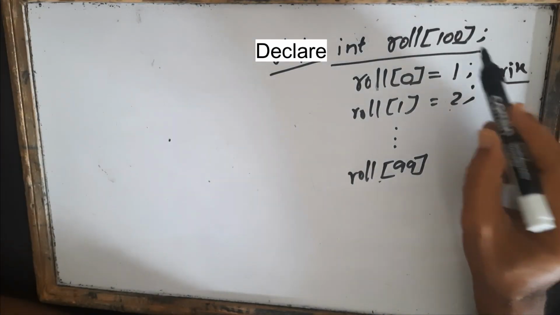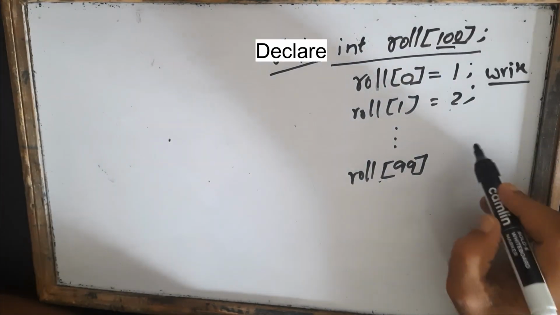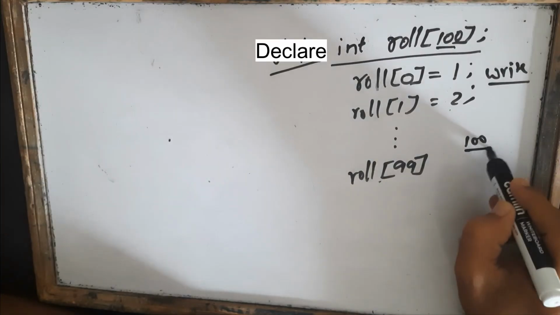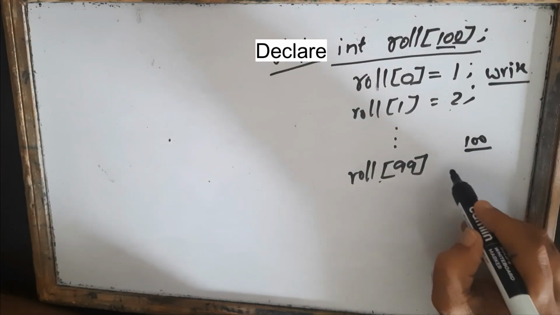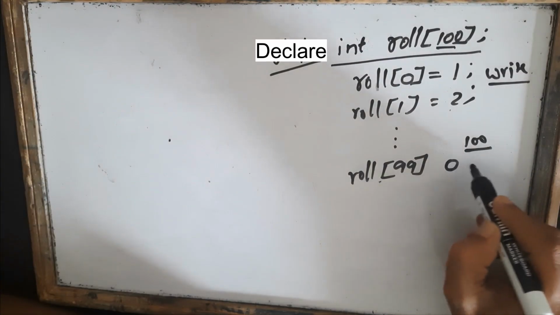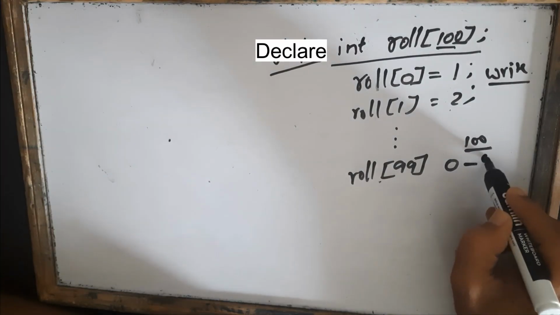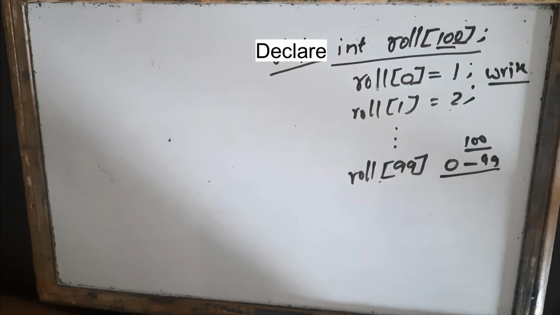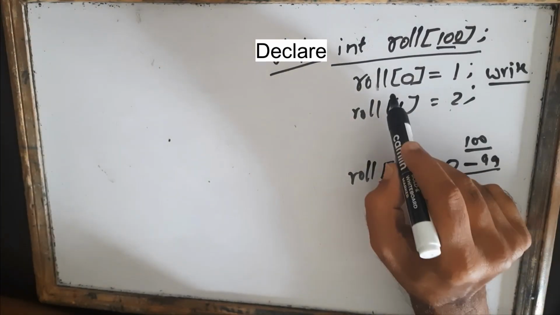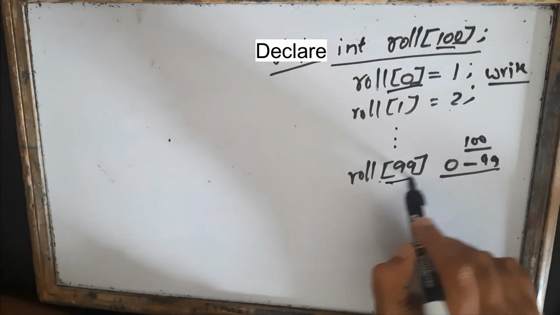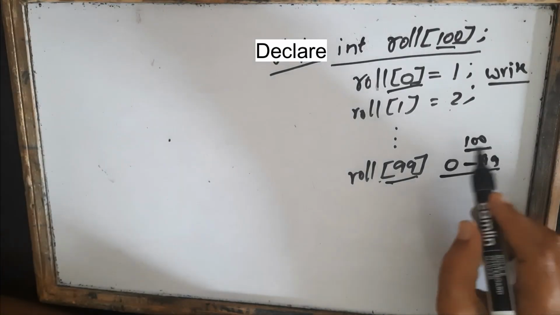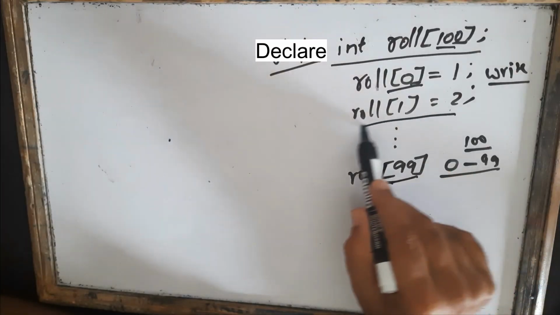So there is one catch here. To use roll of 100, so normally C starts with 0, roll 0 to roll 99. 0 to 99 will be 100 variables. You can use like this, roll 0 index and roll 99 index. And we can write like this in this pattern.